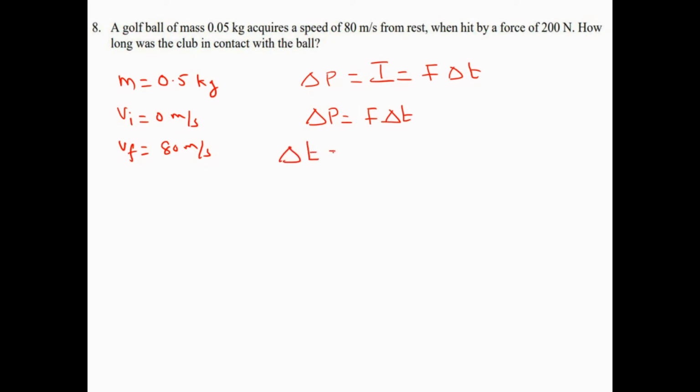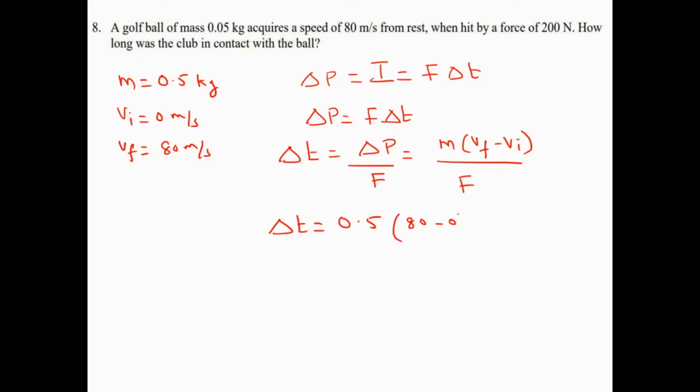Therefore delta t is equal to delta p over the average force. Now we know the formula for change in momentum. So mass multiplied by V final minus V initial is the change in momentum, divided by the force. Now I'm going to substitute the values here. Therefore delta t is equal to the mass of the ball, 0.5 kilogram, and the final velocity is 80 and the initial velocity is 0 and the average force is given as 200 Newton. So when you work it out, what's the answer?